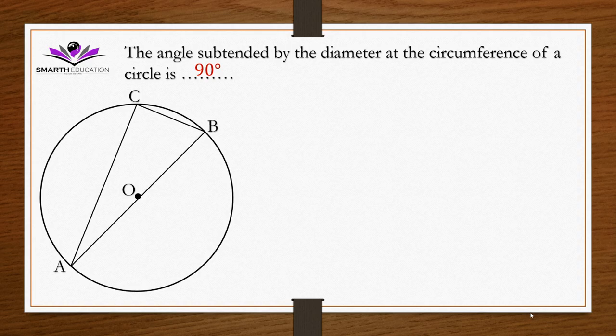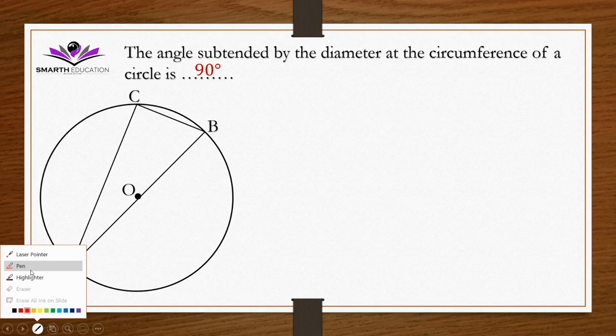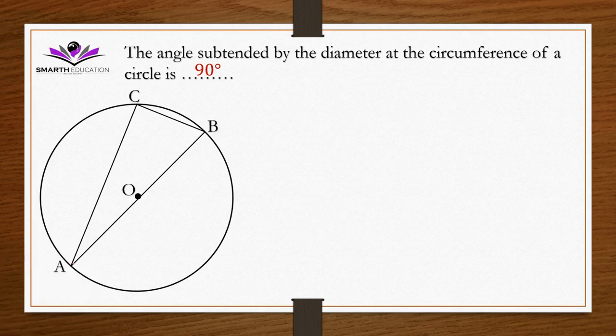You know what the diameter does? The diameter divides a circle into two equal parts, right? You see that? So it divides the circle into two equal parts, into two semicircles. So that's why we're saying this is an angle in a semicircle, because it is in a semicircle.